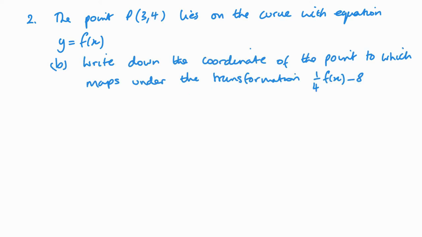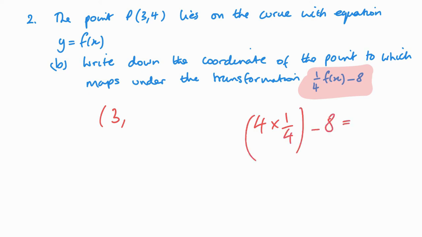Part B, looking at what I'm trying to find here, we've got a quarter f of x minus 8. Looking at the outside, we're going to multiply our y values by a quarter and then subtract 8. Now my value of x is going to stay the same, so I'm taking 4 and multiplying by a quarter, and then I'm going to subtract 8. So this is going to give me 1 minus 8, negative 7. So my new coordinates are 3, negative 7.